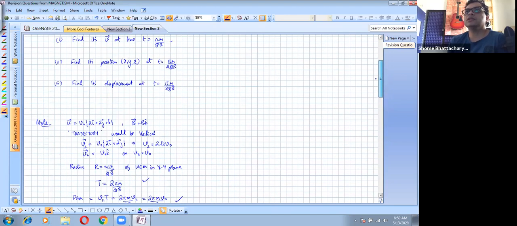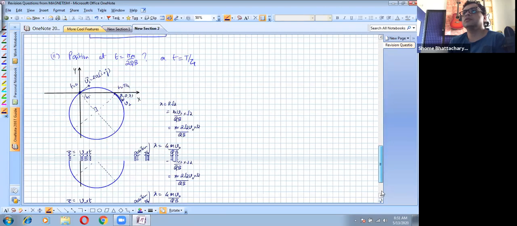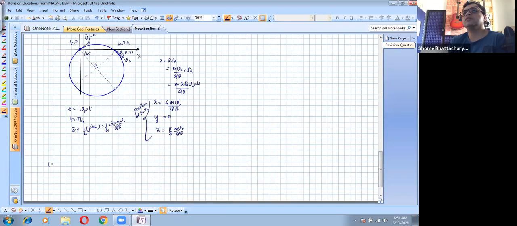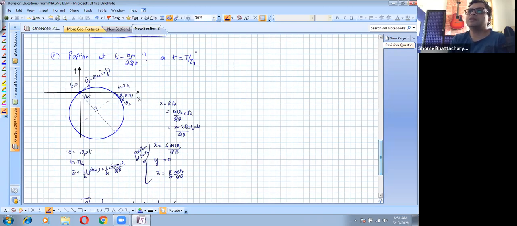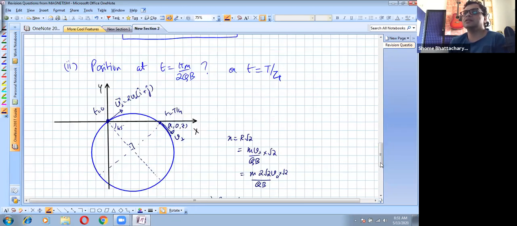So the third part is this time. So it is pi m divided by 3 qB. So for the third part, we want to find the displacement from 0 to this. So I want you to work out geometrically how that displacement will be looking like, and just a general method of how we would solve it. The exact numerical thing will be a little lengthy.